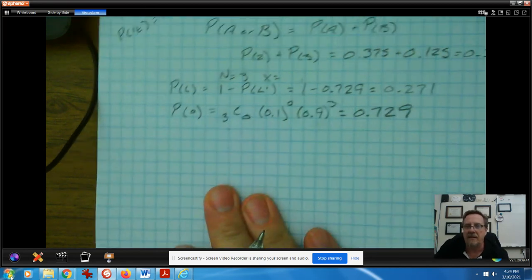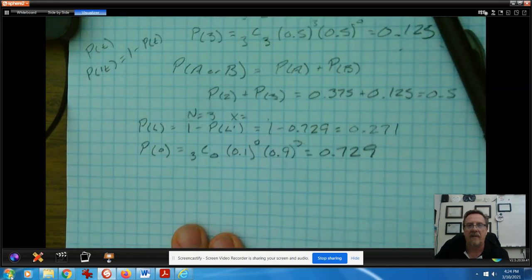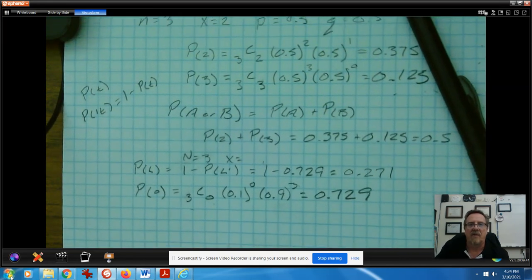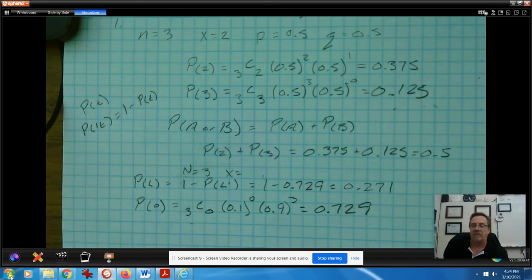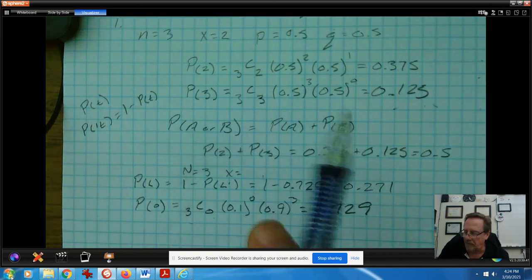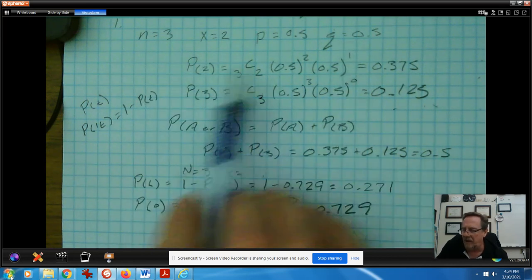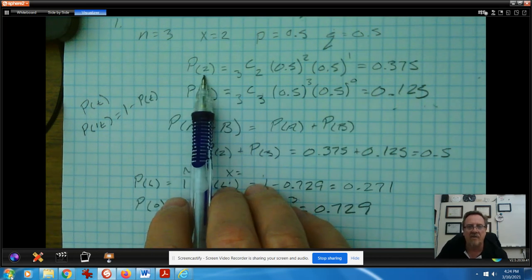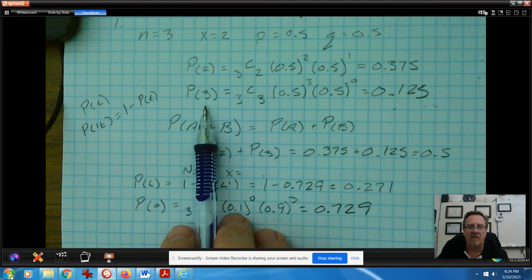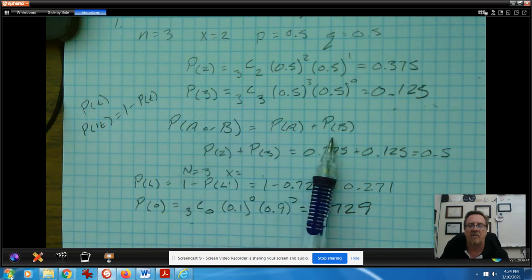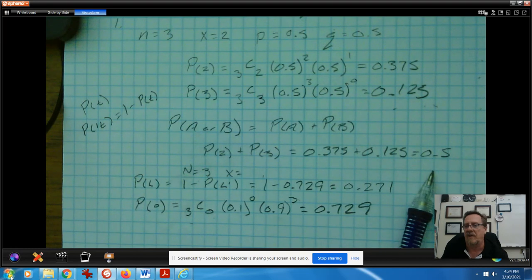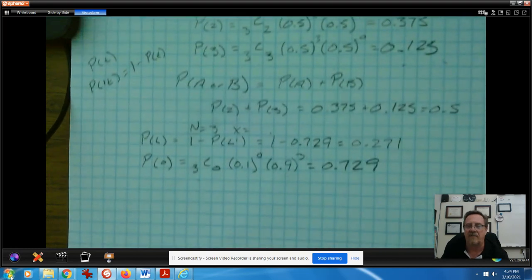All right. Let's go back. All right. So what do we got? Up here, we calculated the probability that we're going to have 2 girls when we have 3 kids. The probability we're going to have 3 girls when we have 3 kids. And we said the probability you can have 2 or 3 is just add those two probabilities together, which we did here, and found out we got 0.5.